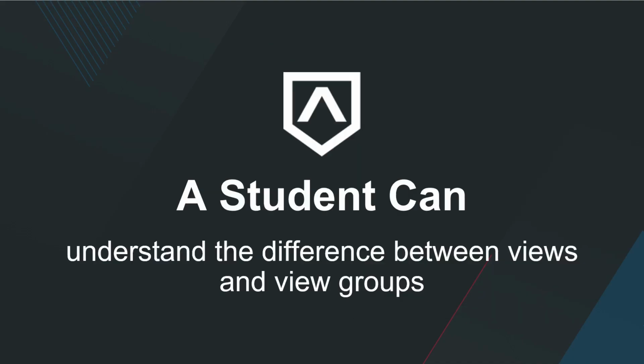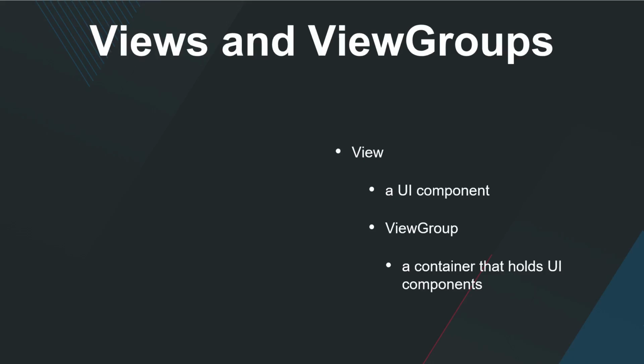So let's look at the difference between view groups and views, and then we'll dig into a sample project, or just start working through samples. So views are components of the user interface. They're also known as widgets. So things like your buttons, your text view, or your edit text components.